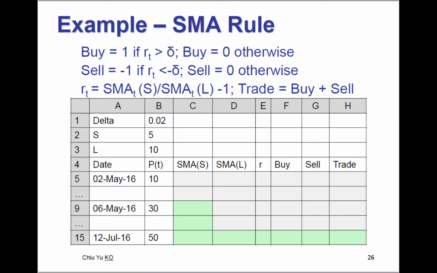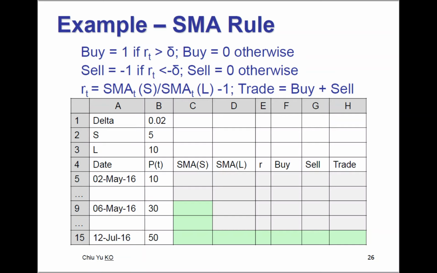So now I want to talk about the SMA rule. The SMA rule applies the simple moving average, comparing the short run SMA and the long run SMA. If the short run SMA is much higher than the long run, that means the short run price is higher than the long run price, so the price is in an upward trend, and then you buy. Otherwise, if the short run price is much lower than the long run, then you sell.